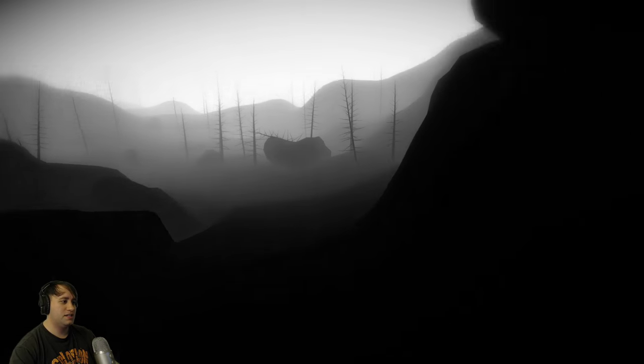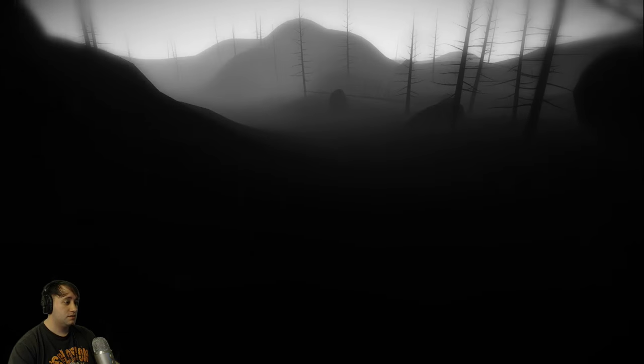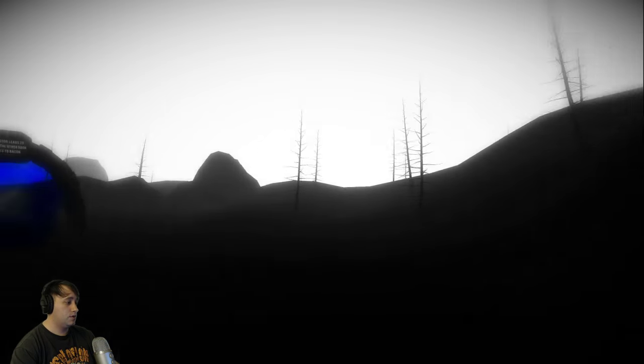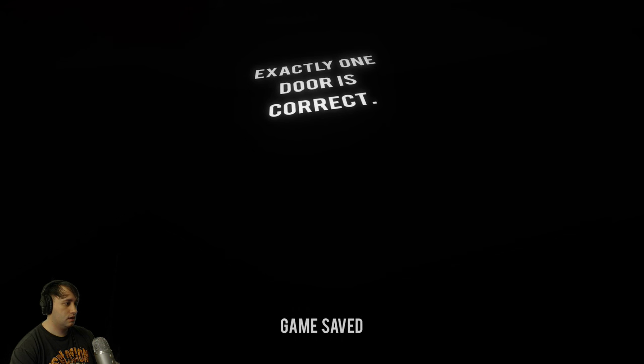So, wow, that's loud! Yeah, this doesn't look like Firewatch anymore, does it? No, this is doors. We are making decisions. One of these doors is wonderful. Delicious bacon. At some point, eventually. The other door is deadly.